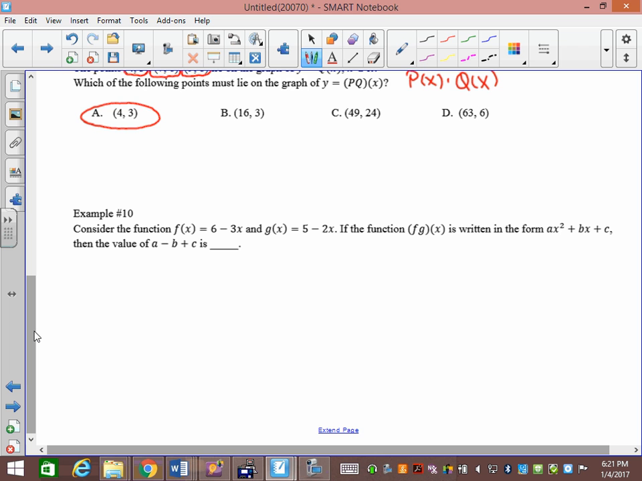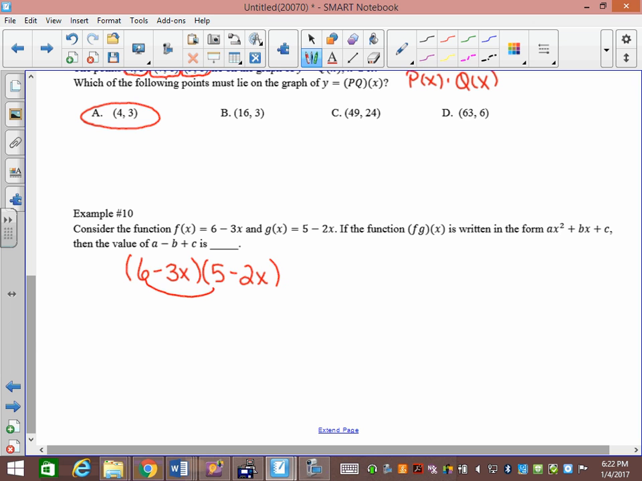Consider the function f of x equals 6 minus 3x, g of x equals 5 minus 2x. If the function f times g of x is written in ax squared plus bx plus c, find a minus b plus c. So let's figure it out. f, which is 6 minus 3x, times g of x, which is 5 minus 2x.